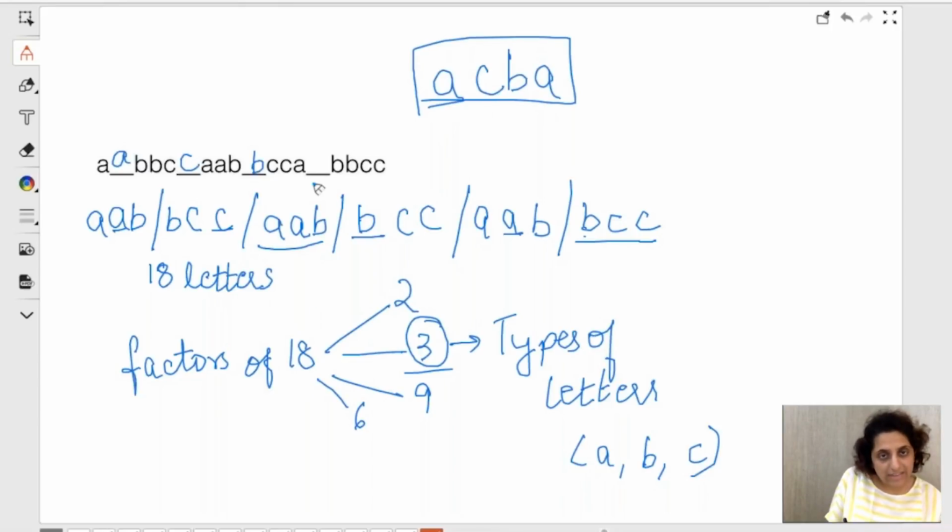But you could have easily done this without even writing it like this. In more complicated kinds of series, it's better to use the factors of 18 like this. We counted the number of letters here as 18, and finding the factors of 18 would be convenient for a more complicated series. But here we could have easily written it as A, B, B, C, C, A, B, B, C, C, then again A, B, B, C, C. This is what the series is.